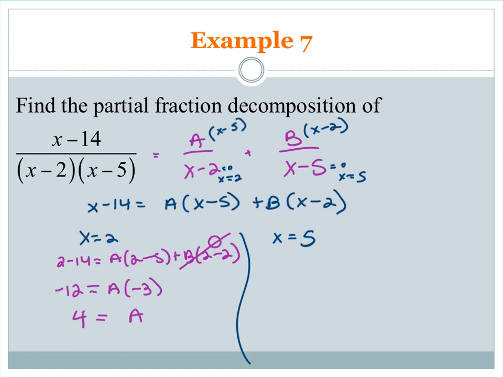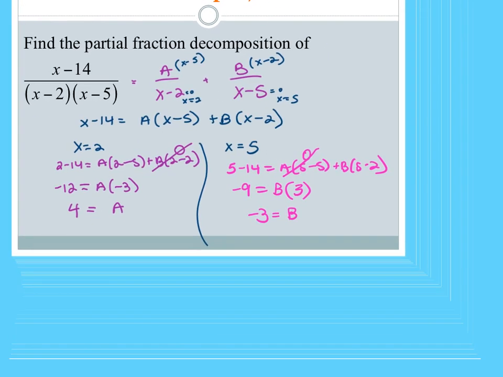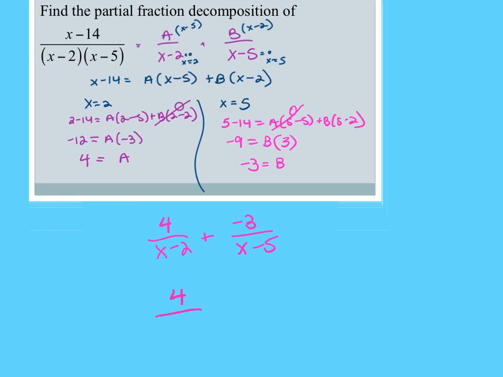Repeat the process for 5. 5 minus 14 equals a times 5 minus 5 plus b times 5 minus 2, negative 9. This is now 0, cancels out. B times 3, and b is negative 3. So at the end, I get 4 over x minus 2 plus negative 3 over x minus 5. Now we don't normally see a negative on a numerator, so we're going to take that out and put it between them.